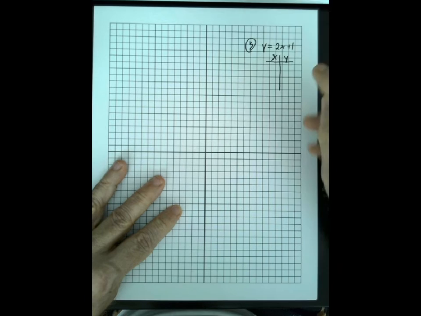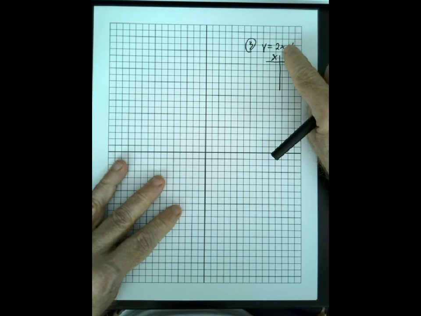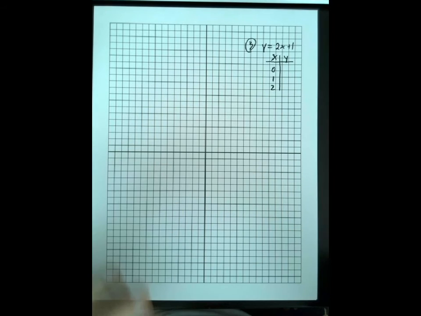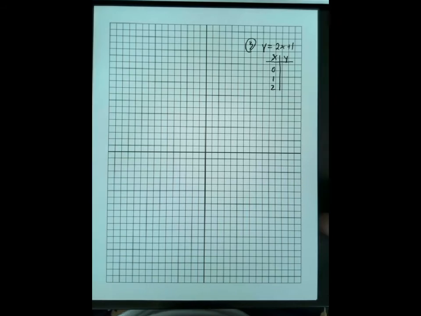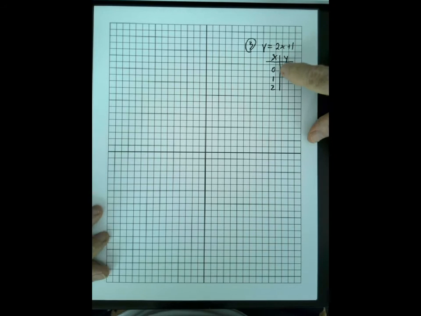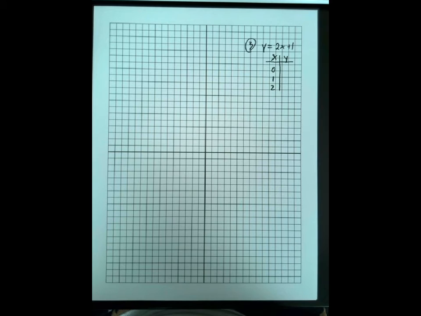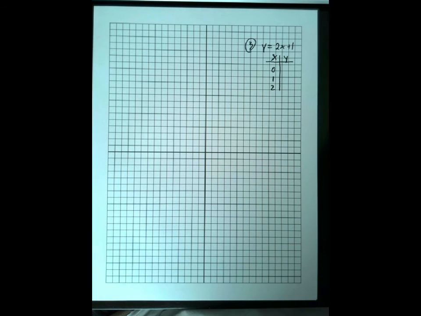All I have to do is pick 3 numbers for x. And 0, 1, and 2 are convenient choices. And I use the equation instead of having to do it in my head like we did on the last ones. I can just pick these x numbers, put them in for x, and calculate what the corresponding y number would be. Okay, I meant to make this another color, so let's let this one be light blue.